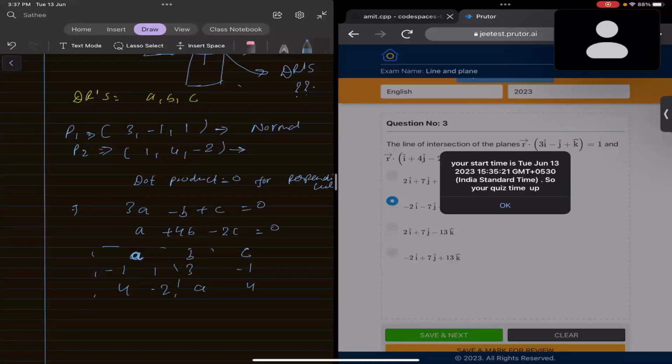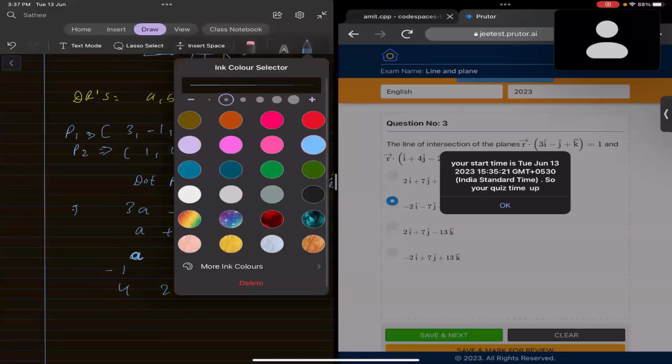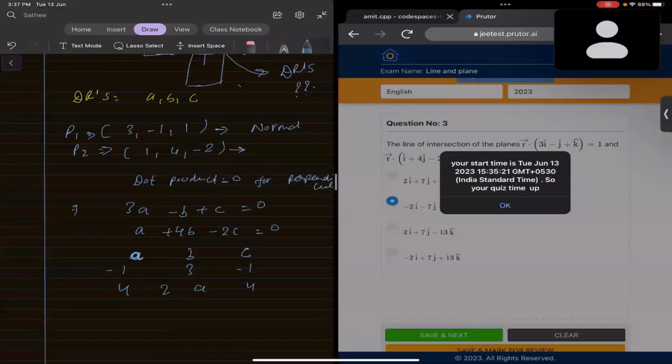The concept behind writing in this way is simply because the above two equations are homogeneous equations. And this homogeneous system has basically infinitely many solutions. And this is the condition for the homogeneous system to be solvable, or we can say for infinitely many solutions, this is the condition.